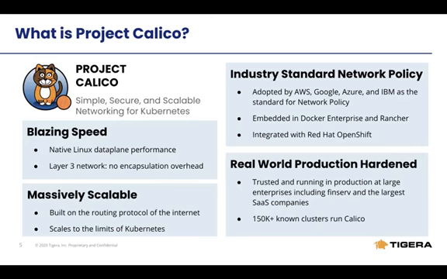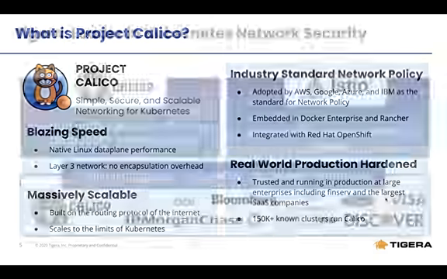Of course, it's real-world production hardened. It's been used by plenty of enterprises today. We're aware of more than 200,000 known clusters out there that are using Calico, powering over 1 million nodes today in the wild.